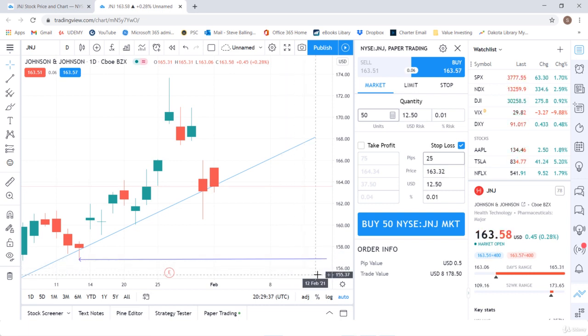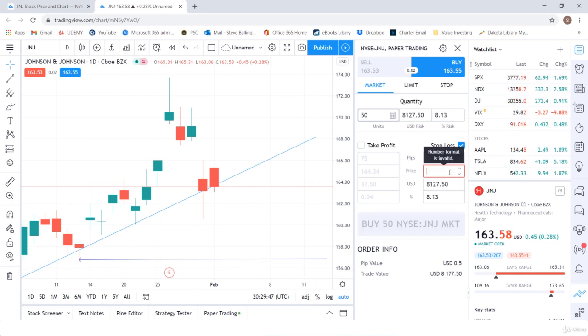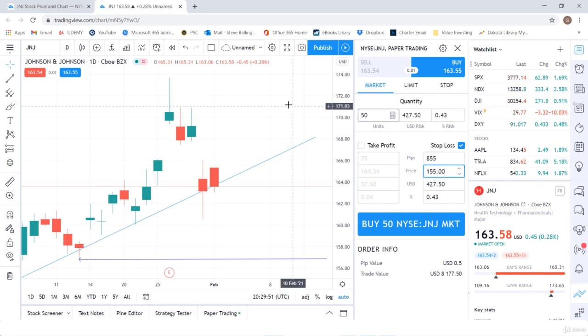Let's go to 155, because this might be more of a support line. We don't really know that yet at this point. We're just having some fun here. But let's say we're going to put it at 155. So that's my stop loss to make sure I'm not having some big disaster. So I'm just going to put it at 155.00 is what I'm going to do.